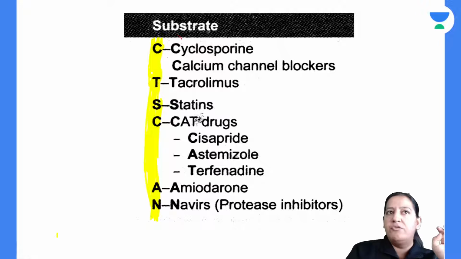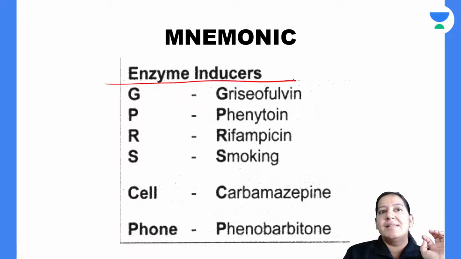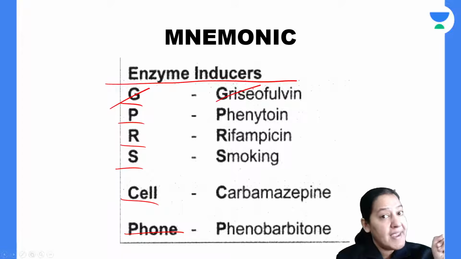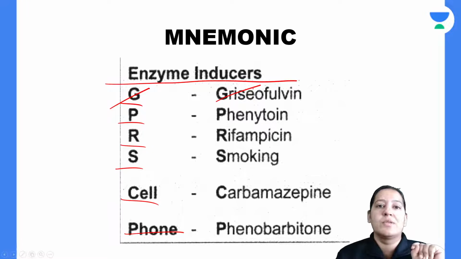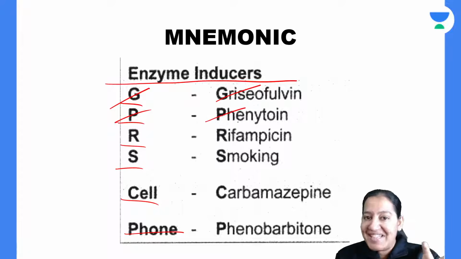CT scan. You know the full form of CT scan. I'm not repeating it again. I will give you a list of enzyme inducers. The mnemonic is GPRS cell phone. G stands for griseofulvin. It is an antifungal. There was also an antifungal there, ketoconazole. Here also there is an antifungal, griseofulvin. P stands for phenytoin. It is an anti-epileptic drug.